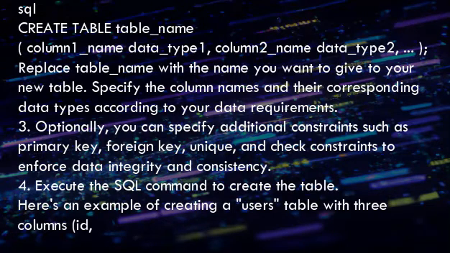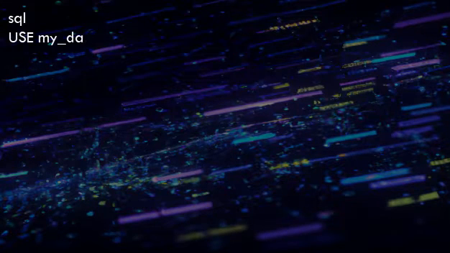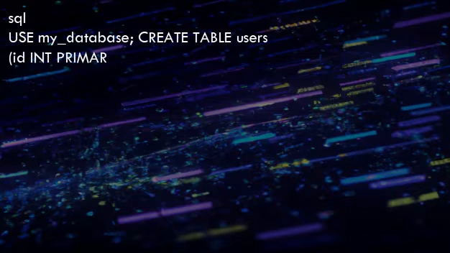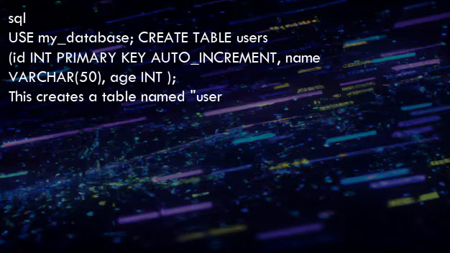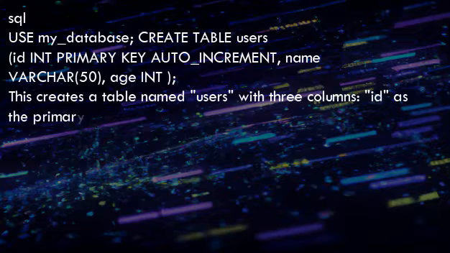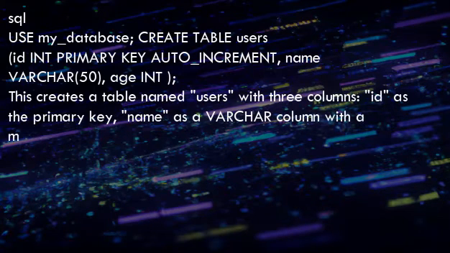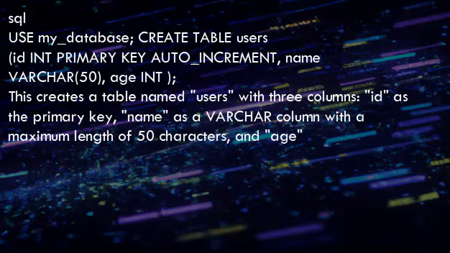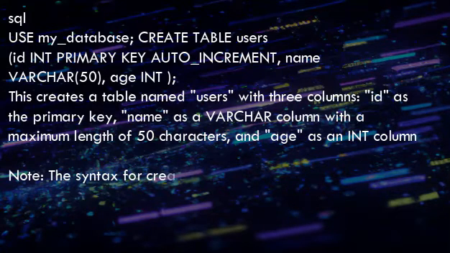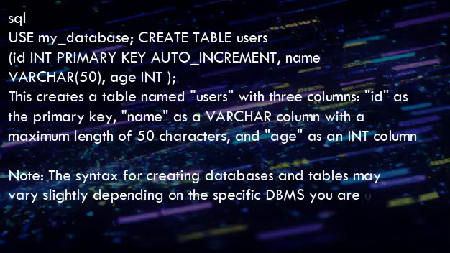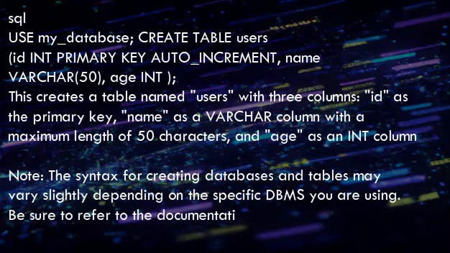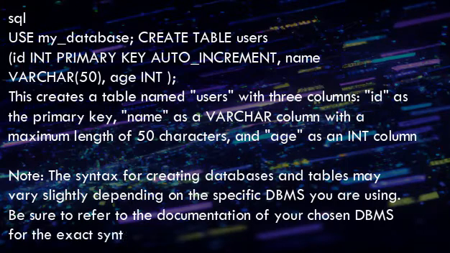Here's an example of creating a users table with 3 columns, ID, name, and age, in MySQL. SQL: USE my_database; CREATE TABLE users (ID INT PRIMARY KEY AUTO_INCREMENT, name VARCHAR(50), age INT); This creates a table named users with 3 columns, ID as the primary key, name as a varchar column with a maximum length of 50 characters, and age as an int column. Note, the syntax for creating databases and tables may vary slightly depending on the specific DBMS you are using. Be sure to refer to the documentation of your chosen DBMS for the exact syntax and options.